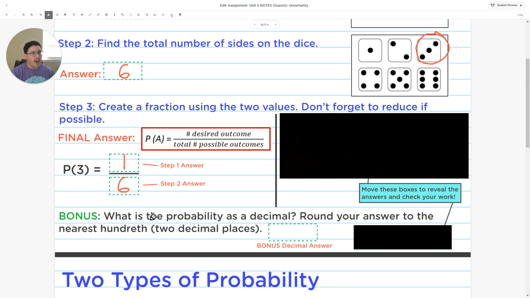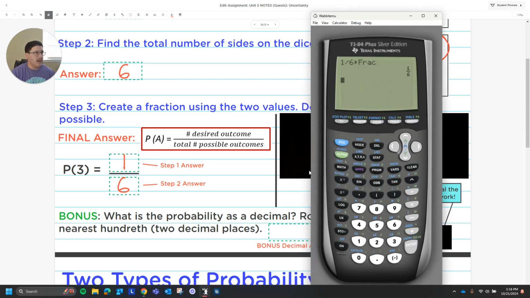Now, if you wanted to try the bonus, what is the probability as a decimal? Round your answer to 2 decimal places. I'm going to divide these, 1 divided by 6, enter, and then I'm going to choose the first 2 decimal points, and then use the next one to round the 6. Now, the next number, which is also a 6, will make the rounded 6 round up.